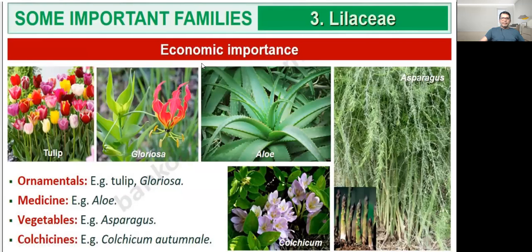Then economic importance of this family: ornamental plants like tulip and gloriosa. These are tulip and gloriosa, they belong to this family Liliaceae. Then aloe vera has some medicinal value. This is aloe vera. Then vegetable like asparagus, this is asparagus, and then colchicine, Colchicum autumnale, this is a plant. So colchicine is isolated from it.